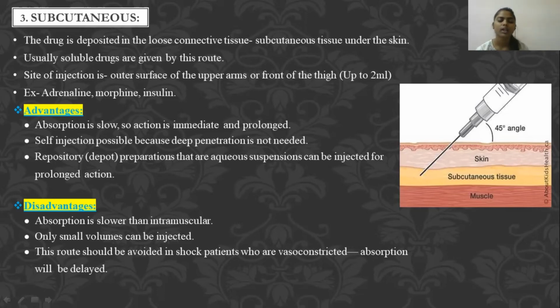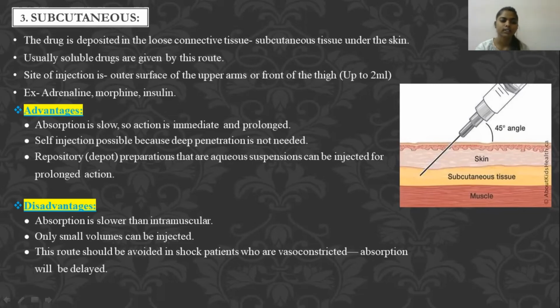Advantages of this route: absorption is slow, so the action is prolonged. Self-injection is possible because deep penetration is not needed. Depot or repository preparations, that are aqueous suspensions, can be injected for prolonged action.